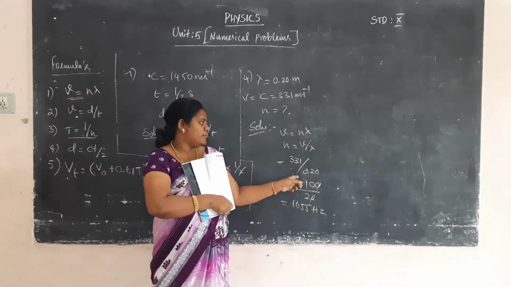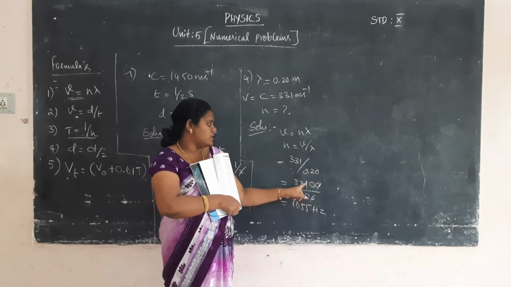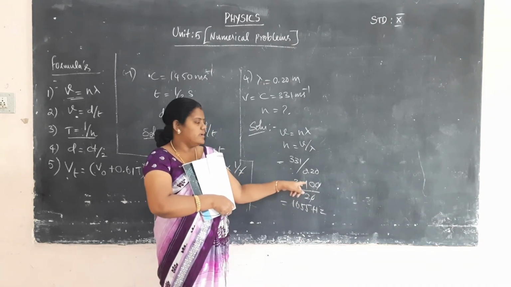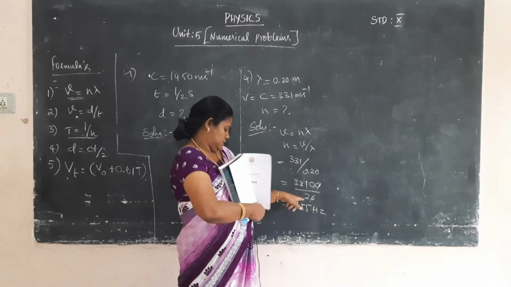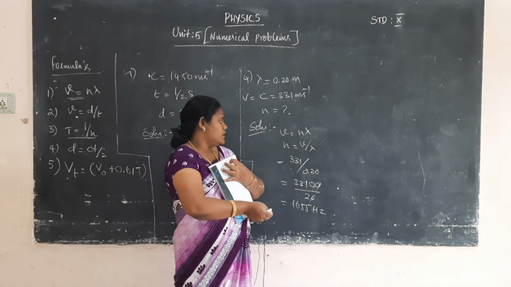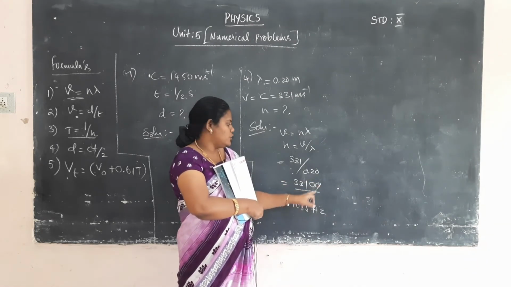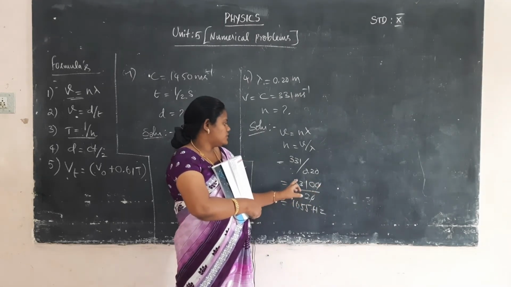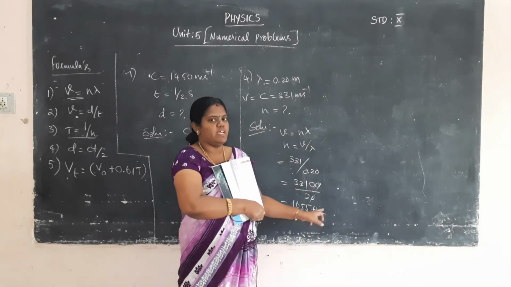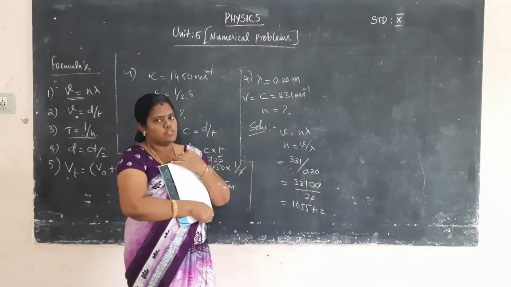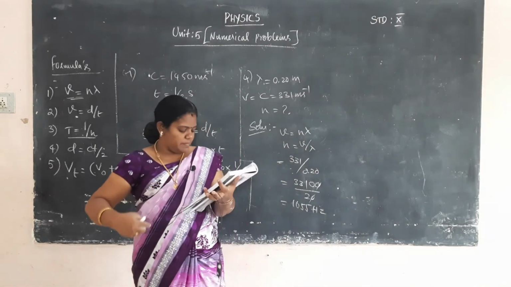Multiplying numerator and denominator by 100: 331 multiplied by 100 is 33,100, and 0.20 multiplied by 100 is 20. The 0s cancel in numerator and denominator. So 3310 by 2, that is 1655 Hz. This is the answer for this question. Okay, and now the brief answer for the next one.